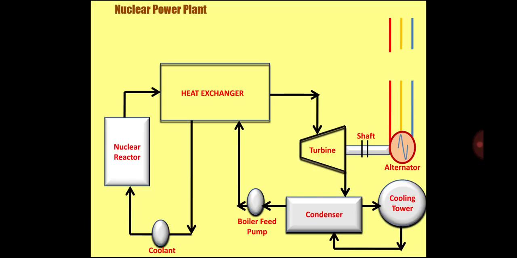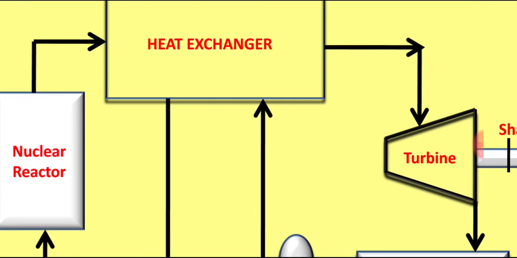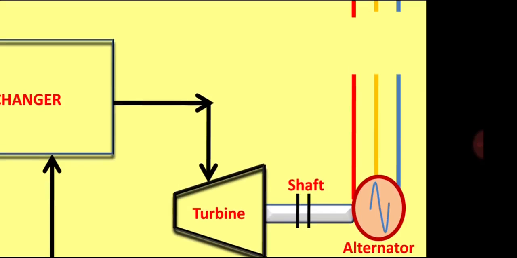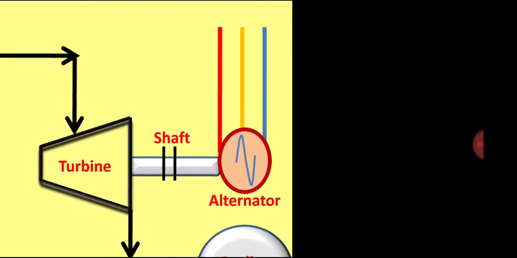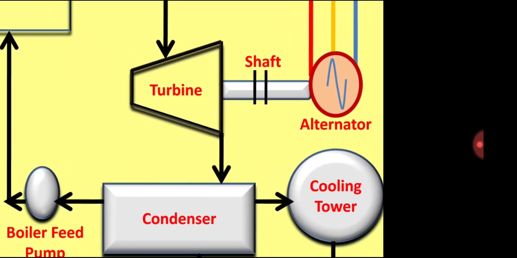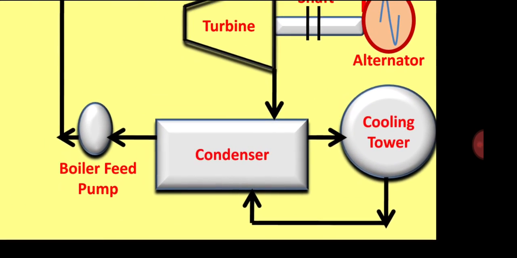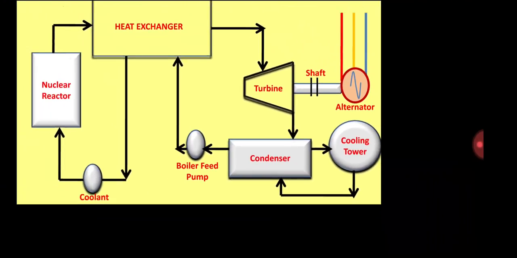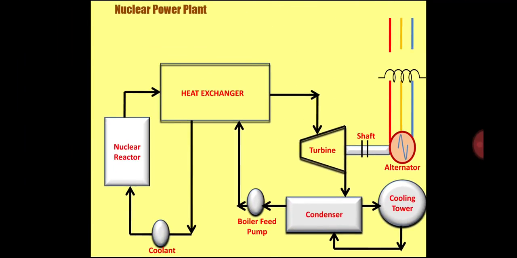Now this is the simple block diagram of nuclear power plant. The nuclear reactor is there. After the nuclear reactor there is the heat exchanger, then from the heat exchanger there is the steam turbine mechanically coupled with the alternator through a shaft. From the steam turbine there is the condenser, where steam gets converted into water, and then it is again fed to the heat exchanger through the feed pump. And this is the cooling tower. So this is the simple block diagram of nuclear power plant. I hope you understand the basic concept and basic block diagram of nuclear power plant.